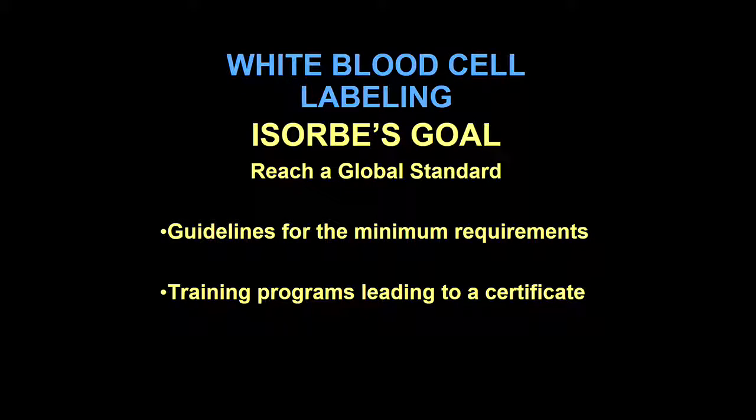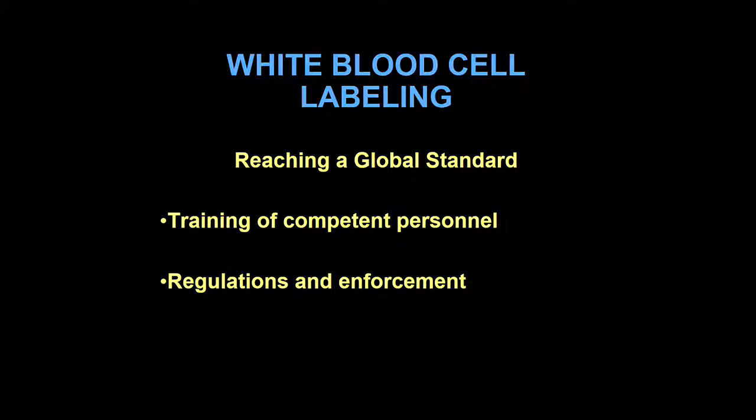So ISORBE is doing guidelines for the minimum requirements, and we publish them, and we are doing training programs leading to a certificate. I'm going to tell you a little bit about that. Training is possibly a very good way of tackling this problem. So we are training the competent staff to take care of this. But of course, training is one way of tackling this problem. The second way is regulations and enforcement. And I'm going to talk about regulations and enforcement a little bit.